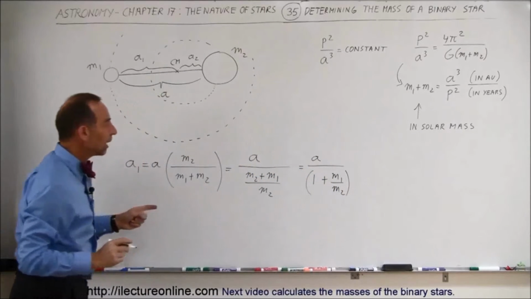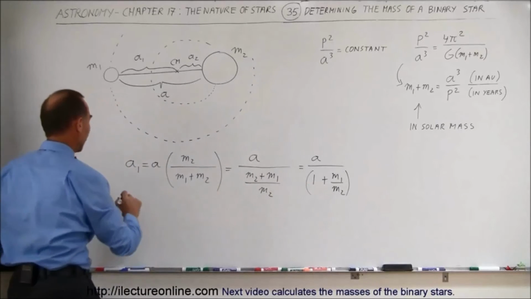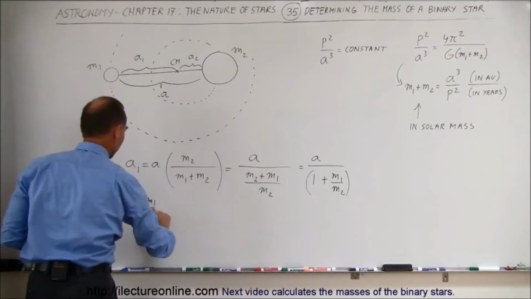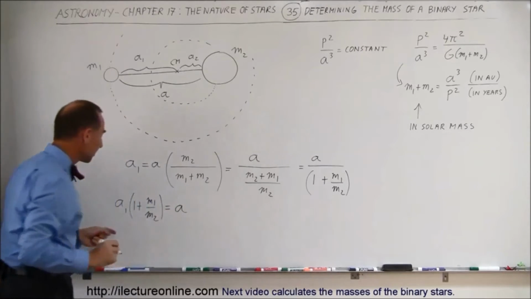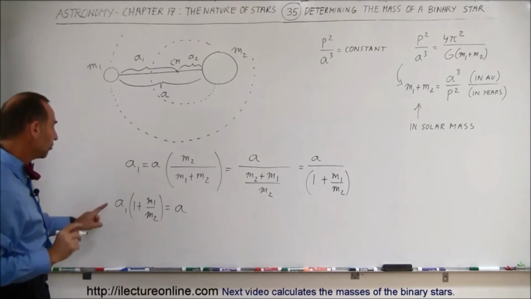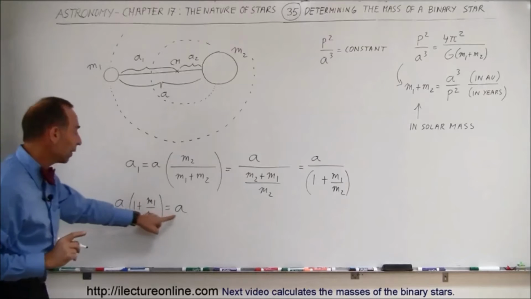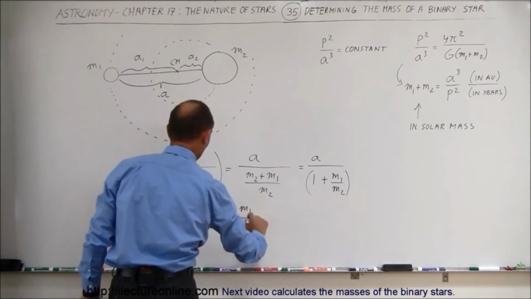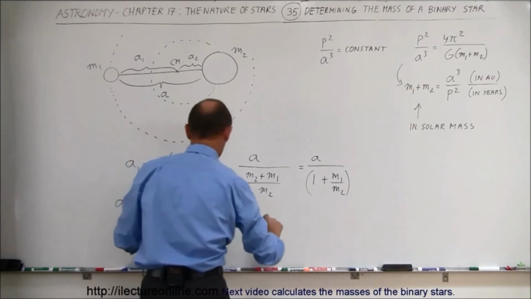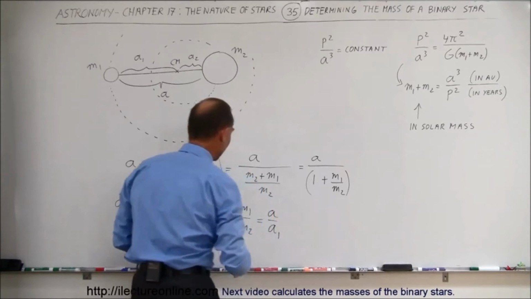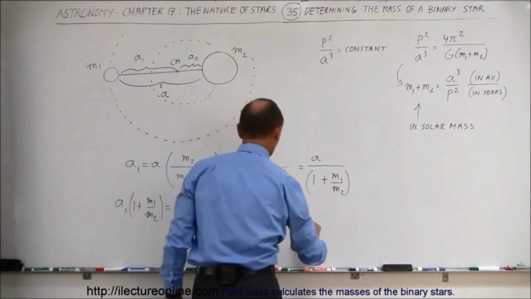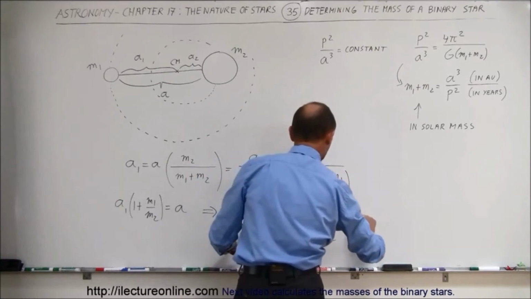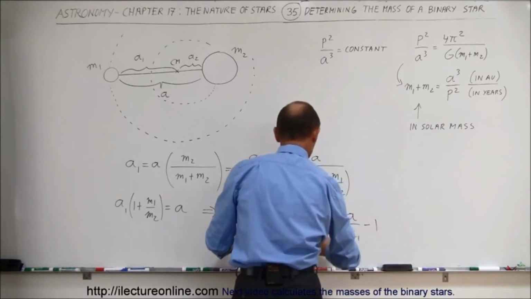Like that. So what we're going to do now is multiply this times this. So now we have a1 times the quantity 1 plus m1 over m2. That equals a. And then a better thing to do would be to go ahead and take the a1 and bring it down here. Let's do that next. So now we can say that 1 plus m1 over m2 is equal to a divided by a1. And finally, when we bring the 1 across, now we have an equation that tells us that the ratio of m1 divided by m2 is equal to a divided by a1 minus 1.